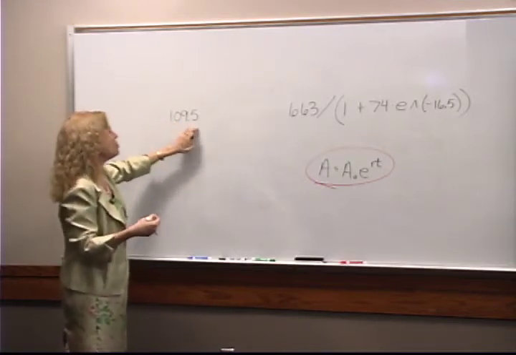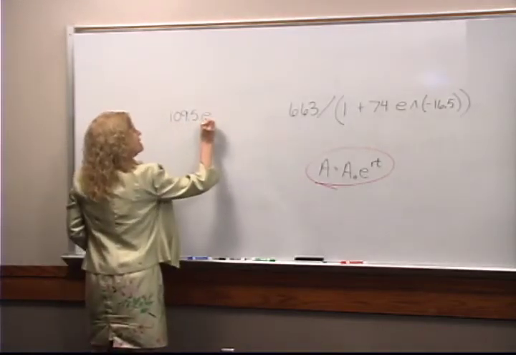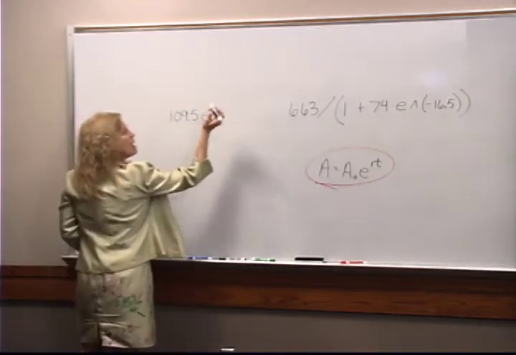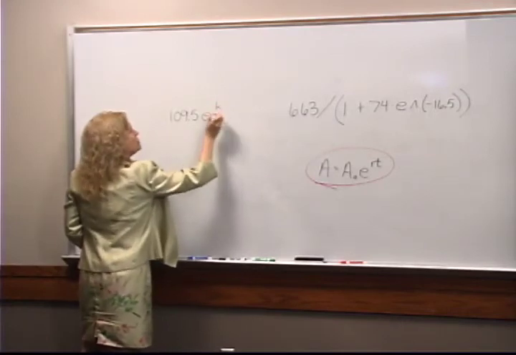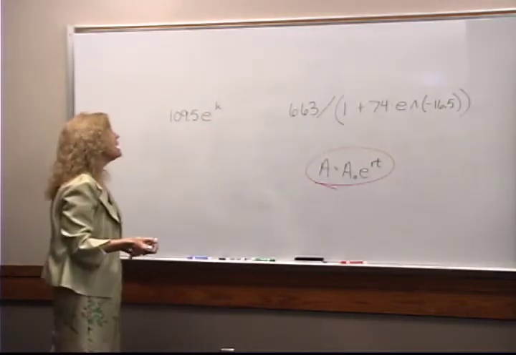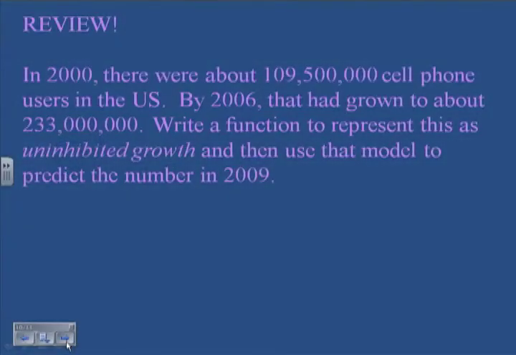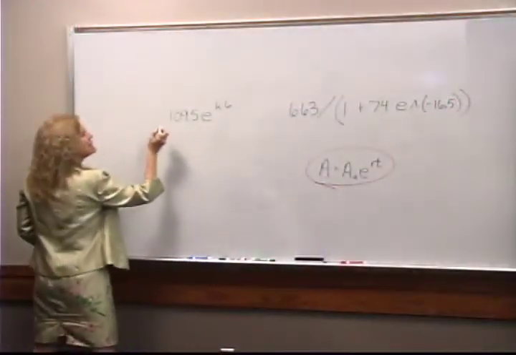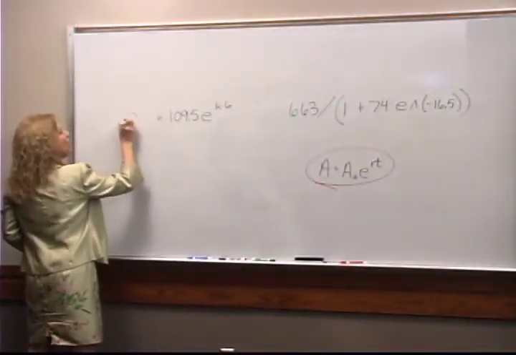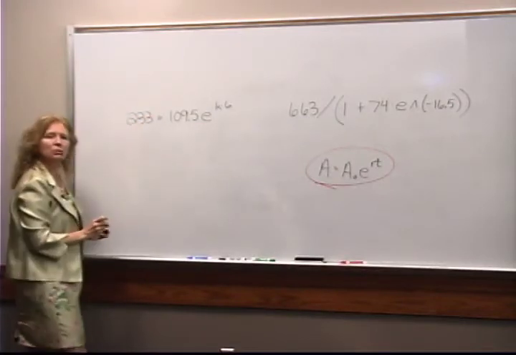So 109.5 e raised to some constant, and I don't care if you use a k or an r, then the time. Well, the next date that I know something about is 2006. So I'm going to say k times 6, and that has to equal then 233.